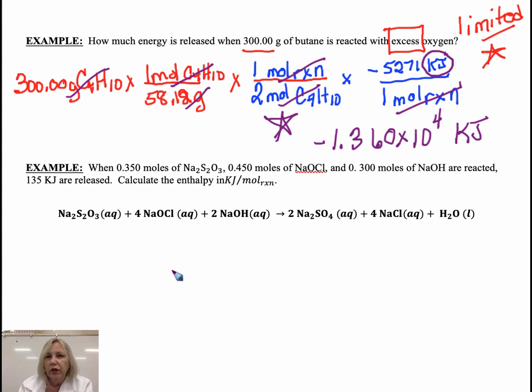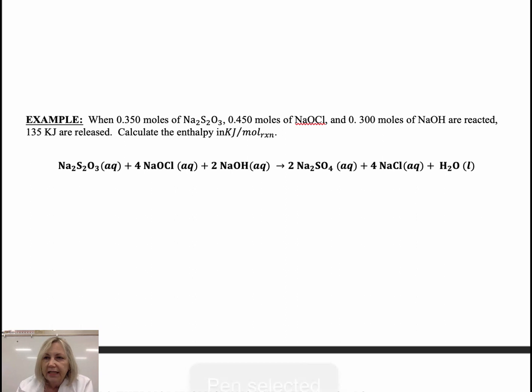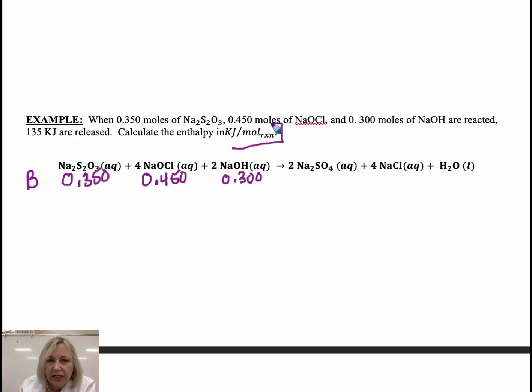All right, let's take a look at this next one. This next one, I intentionally put in a limiting reactant problem. And it's a little bit like a question we saw on an AP test a year or so ago. So I'm going to do the start of a BCA table. I have 0.350 moles, and I've got 0.450 moles, and I've got 0.30 moles. And I need to calculate the enthalpy of the reaction. So we want to get it in per mole of reaction.